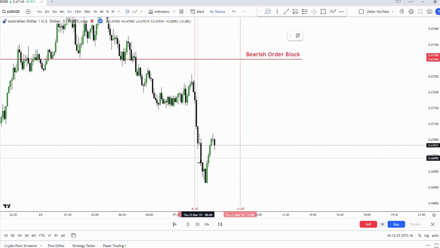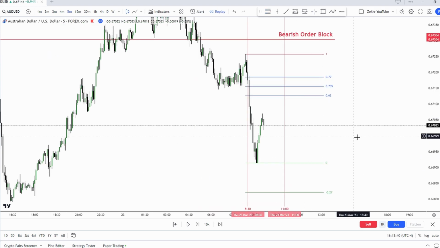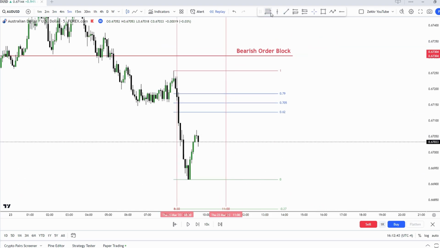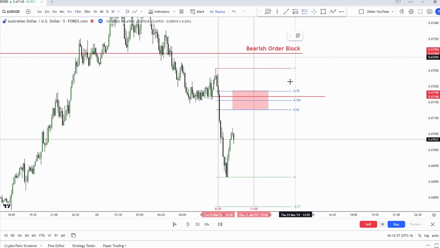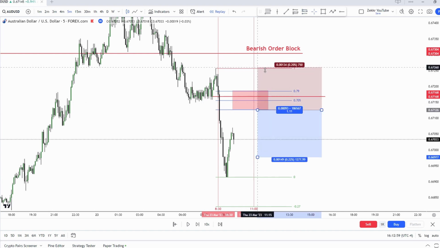So the entry is between 8:30 and 11, and so we take our Fibonacci from high to low, and as you can see, this is our 62 level to 79 level right here. Now you have this order block aligning inside this range, so you could take entry from this order block, or you can take entry like me from the 62 level, and place our stop loss just above the high as I told you.